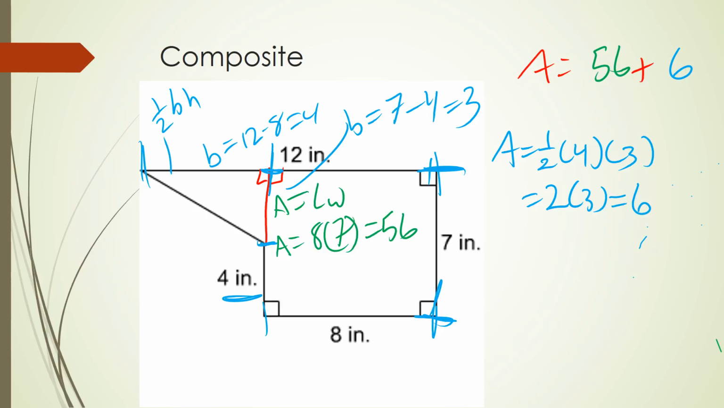So again, this being a composite, we have to add them together. Once we've broken them apart and solved, we add them to get the solution. So in this case, that means that the area will be 56 plus 6, which is of course 62. So that would be our area.